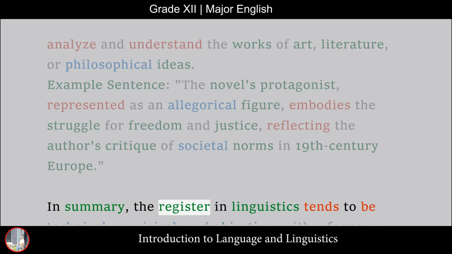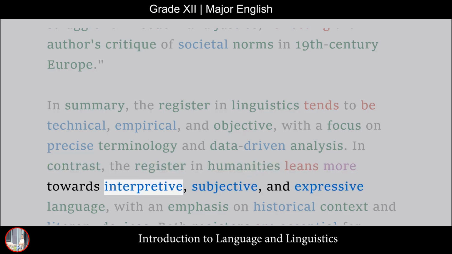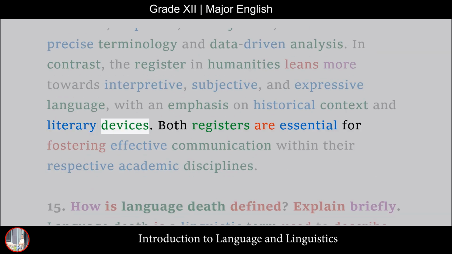In summary, the register in linguistics tends to be technical, empirical, and objective, with a focus on precise terminology and data-driven analysis. In contrast, the register in humanities leans more towards interpretive, subjective, and expressive language, with an emphasis on historical context and literary devices. Both registers are essential for fostering effective communication within their respective academic disciplines.